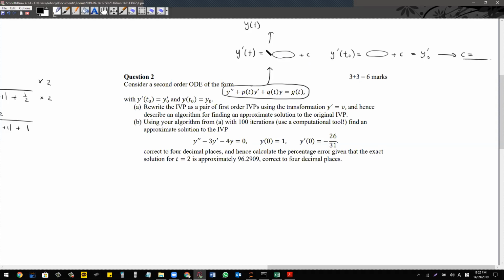And you plug it back here, and then you integrate that again. This will be some answer with d, and then you plug in y of t naught, the same t naught there. Of course, this will be some value plus d, and this will be some y naught. From there, you figure out d. So that's why they're giving you these two values here. Okay, so rewrite the IVP as a pair of first order IVPs using the transformation y dash equals v, and hence describe an algorithm for finding an approximate solution to the original IVP. So they're not giving you any value here.